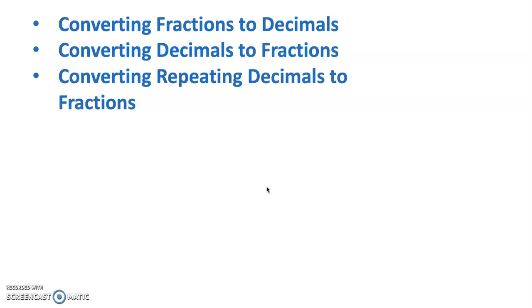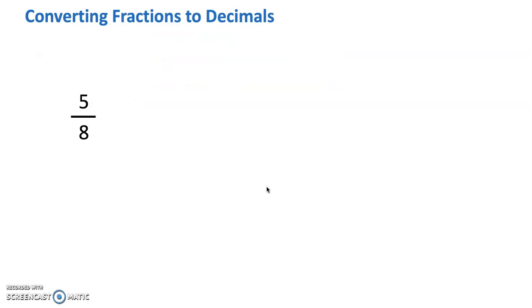So let's get started. First of all, we're going to look at converting fractions to decimals. Now say we have 5/8 as a fraction. The way to think about any fraction when you're converting it is to remember that it's essentially just a division. It's 5 divided by 8. And that will follow through in lots of maths that you do later on as well.